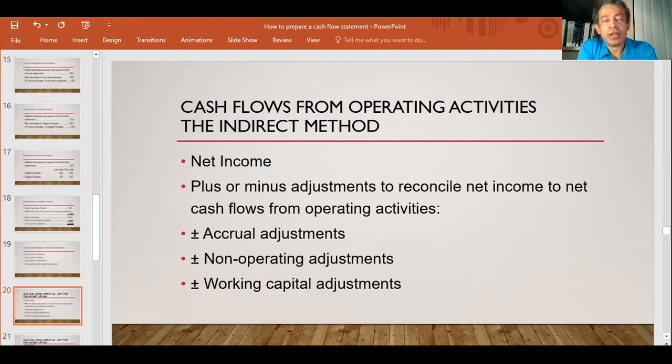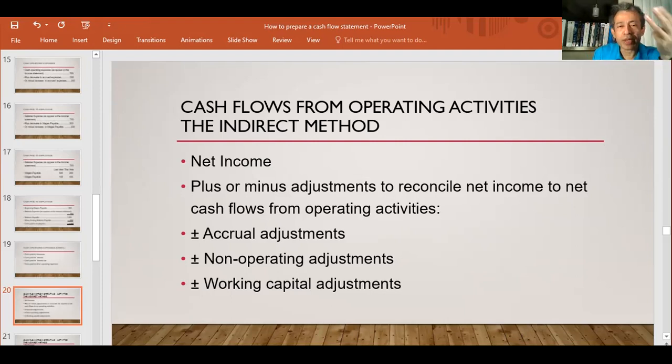So add those to your net profit, net income. And decreases should be subtracted. So decreases in those current liabilities should be subtracted. And then current assets, any increase in current assets should be subtracted. What did I say? Increases should be subtracted, therefore decreases should be added. Sorry, decreases should be added. So that's the working capital adjustment.